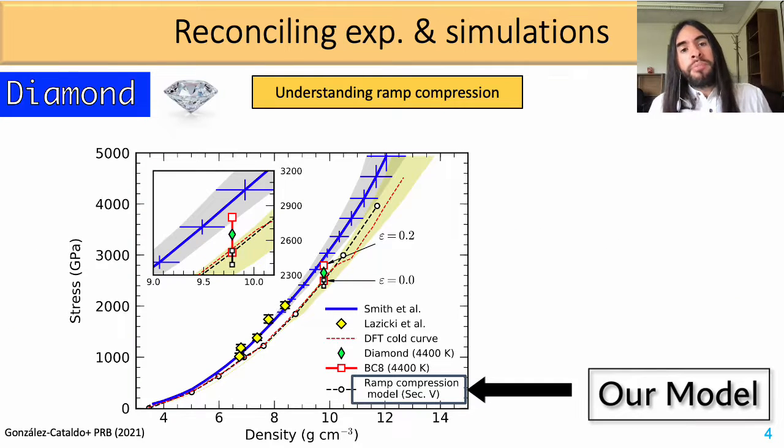Now, from a theoretical point of view, we realized that we had a really hard time explaining these measurements because we could not find any stable thermodynamic state that was compatible with these values of stresses and densities. And I will explain more details in the next slides. And that's why we felt the need to develop a model that provides a mechanism that explains how energy and temperature increase as the material is ramp compressed.